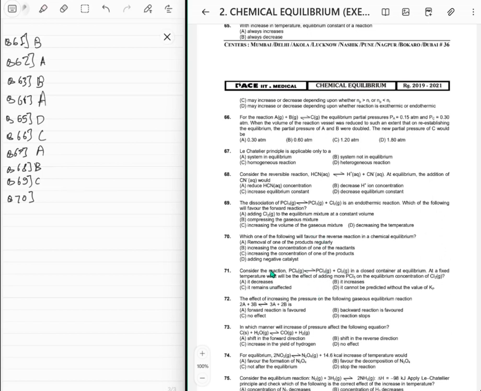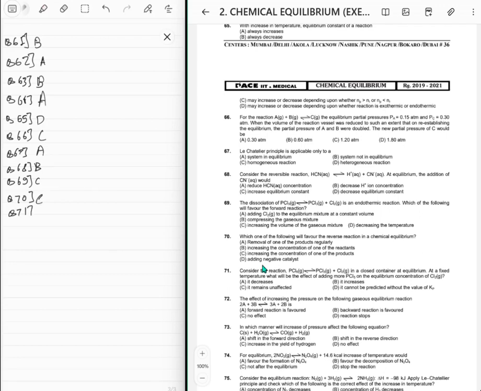Adding negative catalyst, whatever that means. No, that just changes the path of the reaction. It doesn't change the thermodynamics. Okay, so the equilibrium constant is still the same. So it's C. Yeah, 70C.